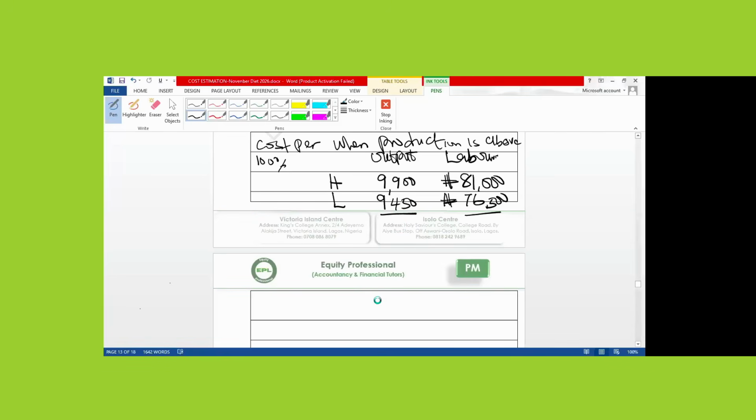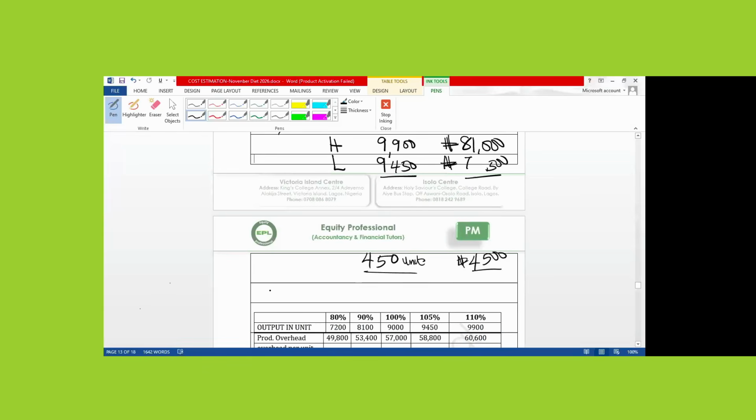Differences: 4,500 in cost over 450 units. Variable labor cost per unit is 4,500 divided by 450 units, which is 10 naira.